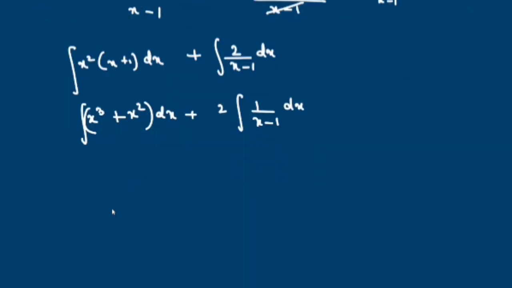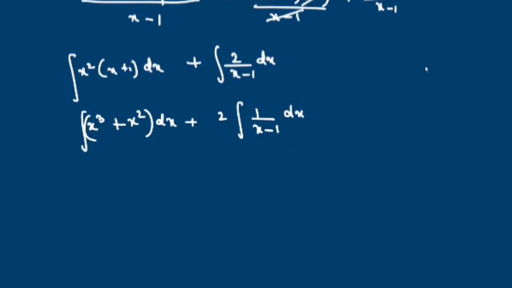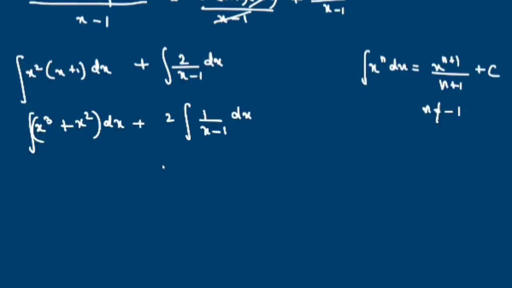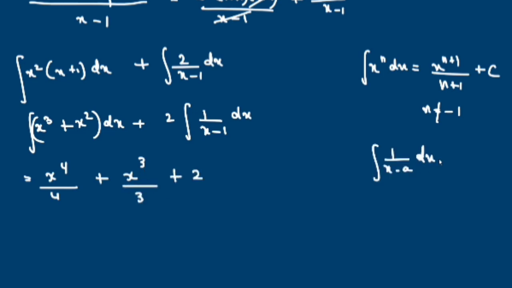Now, tell me what is integration of x cube plus x square? You know x power n integration. Use this formula now. X power 4 by 4 plus x power 3 by 3. It's very simple. What happens here? It becomes log, 1 by x minus a is log of x minus a. Here, this is log of x minus 1 plus c.